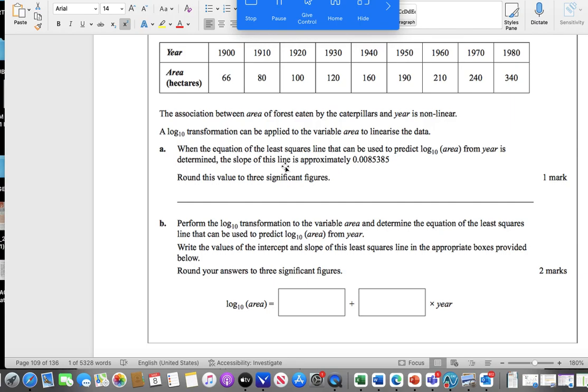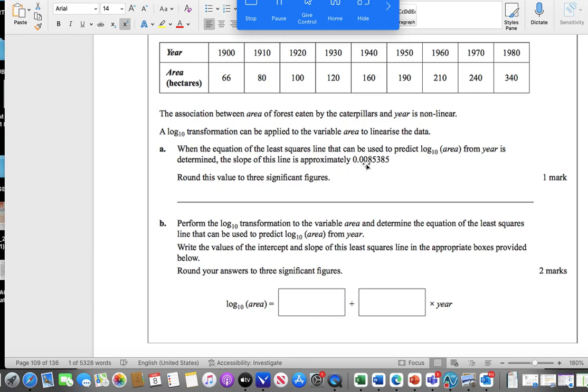So when the equation of the least squares regression line that can be used to predict log 10 of the area from the year is determined, the slope of that line is approximately. So they're giving you the b value there, but all they want you to do in this question is round this to 3 significant figures.